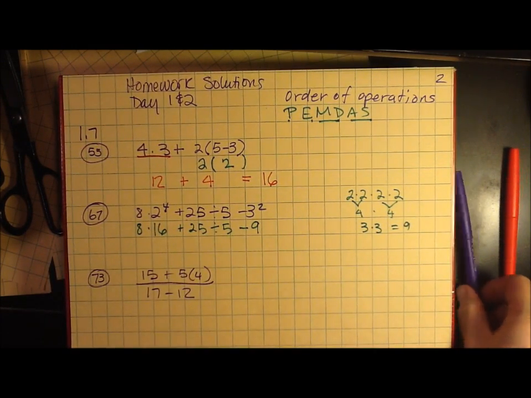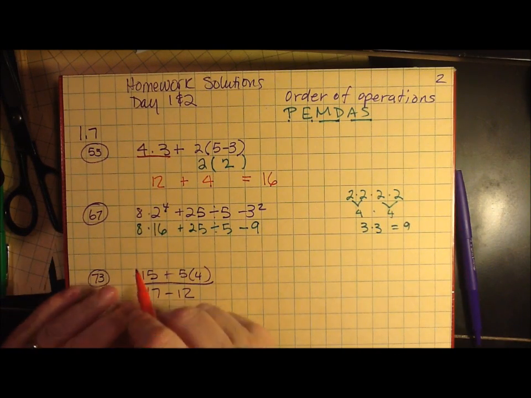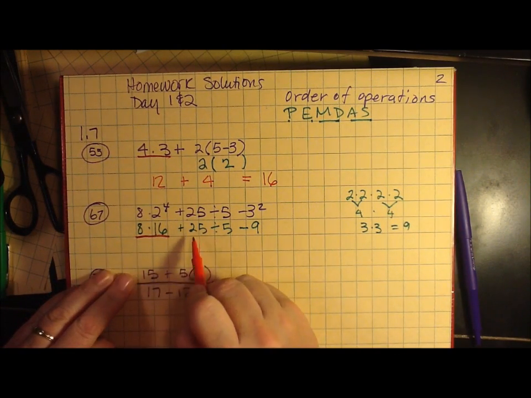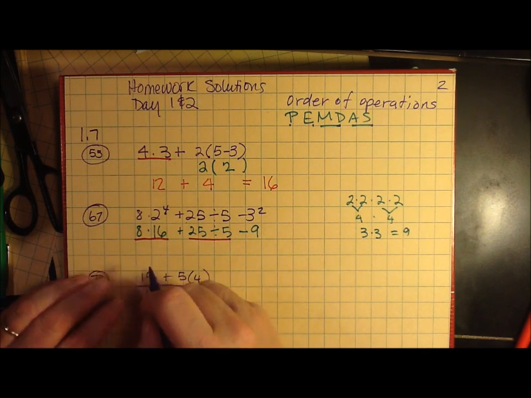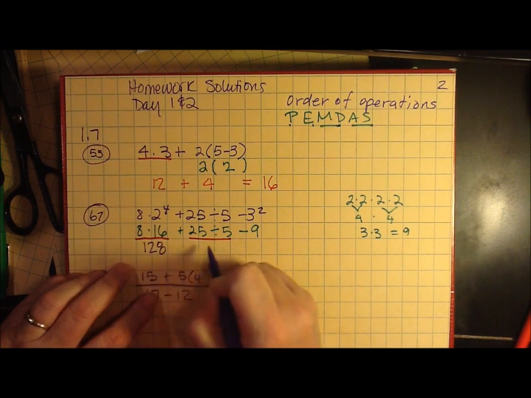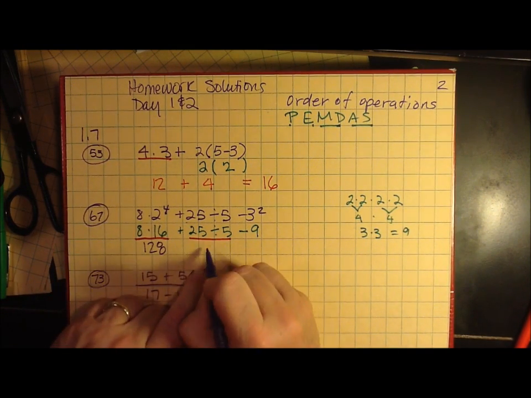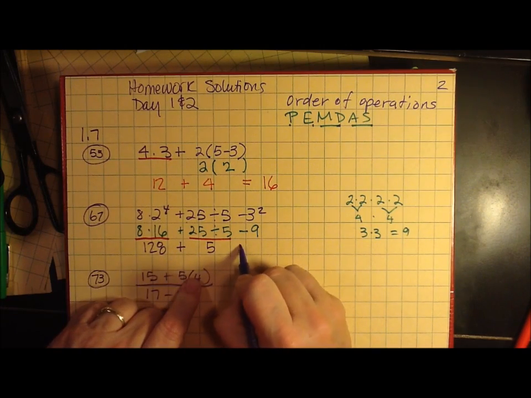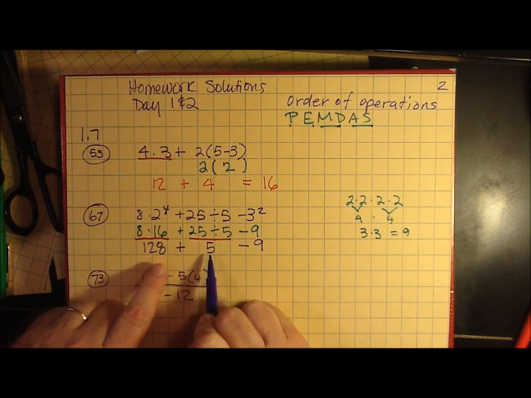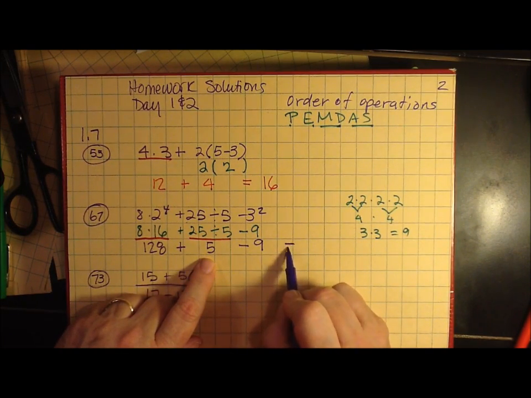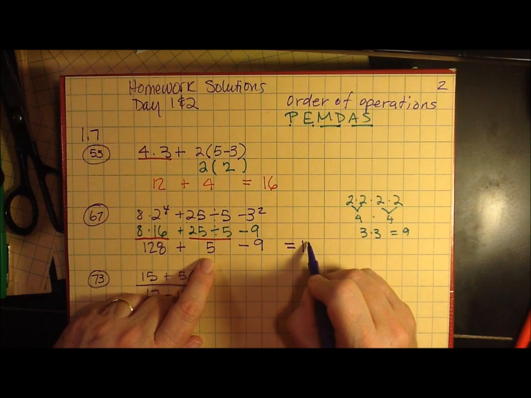So next up I have to do my multiplication slash division. So there's one, there's one. So my next line I'll have 8 times 16 is 80 plus 48 is 128. 25 divided by 5 is 5. So 128 plus 5 is 133, minus 9 is 124.